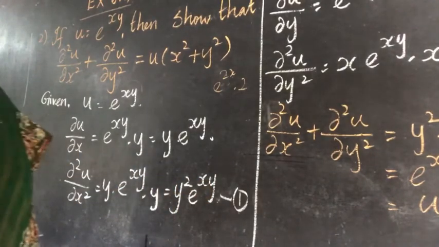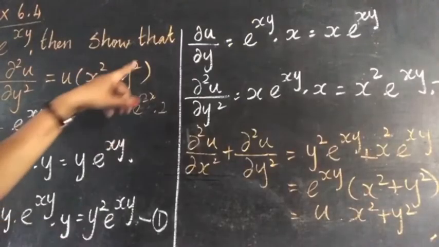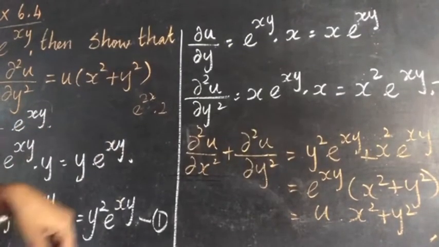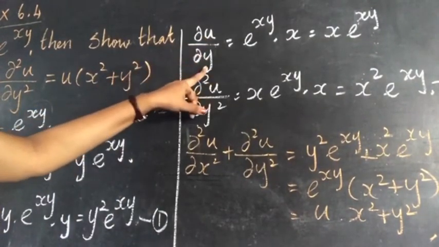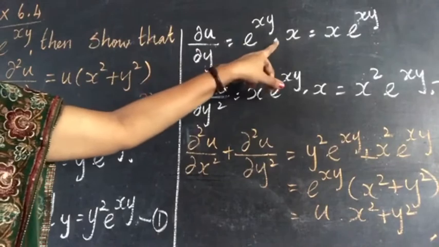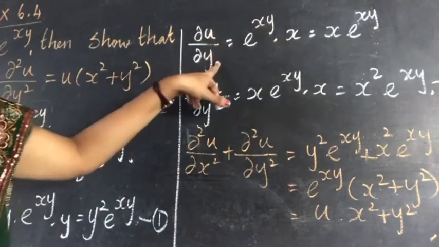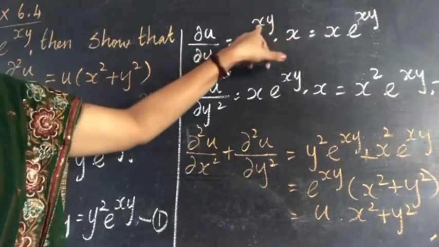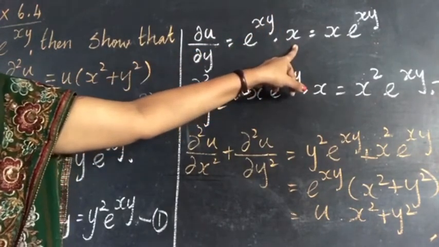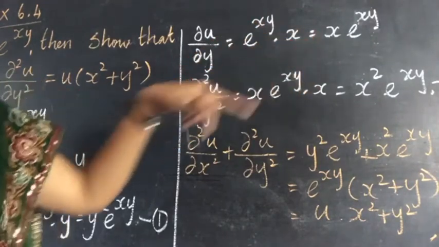Now, we need to differentiate this with respect to y. ∂u/∂y is equal to, now we have to differentiate u partially with respect to y. So, e^(xy) into the differentiation of xy with respect to y. y will become 1 and x only remains. So, e^(xy) into x, that is x e^(xy).